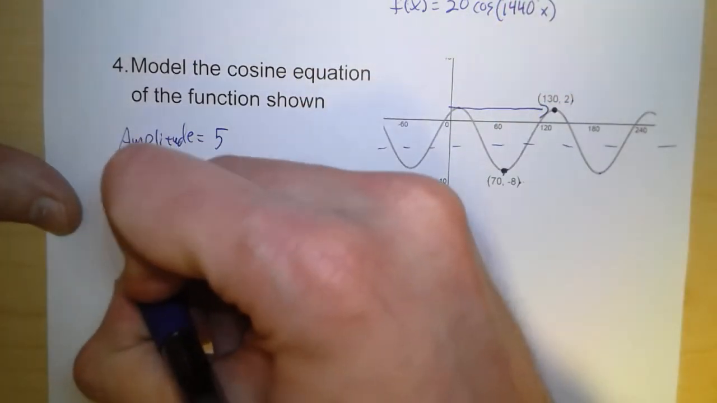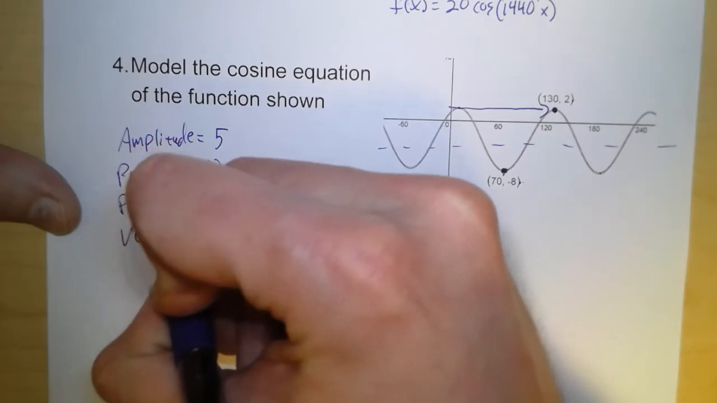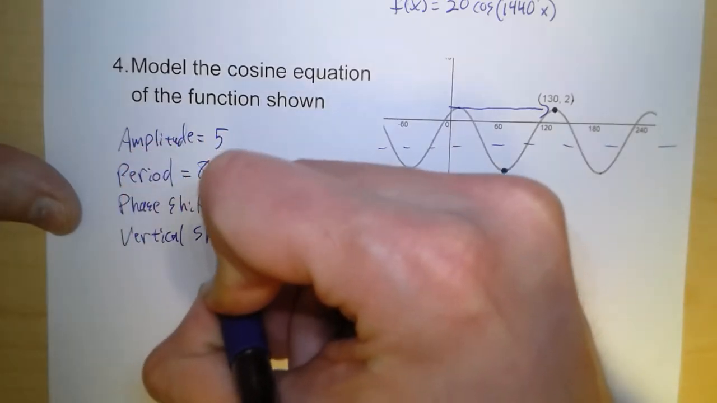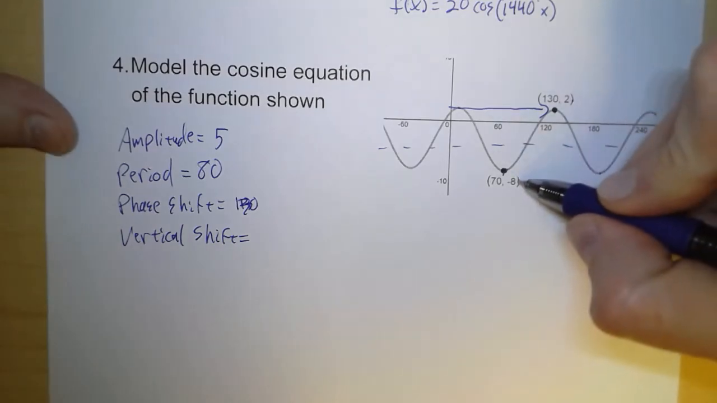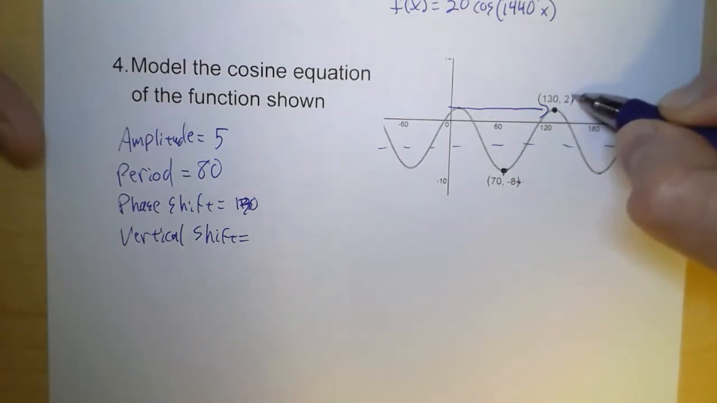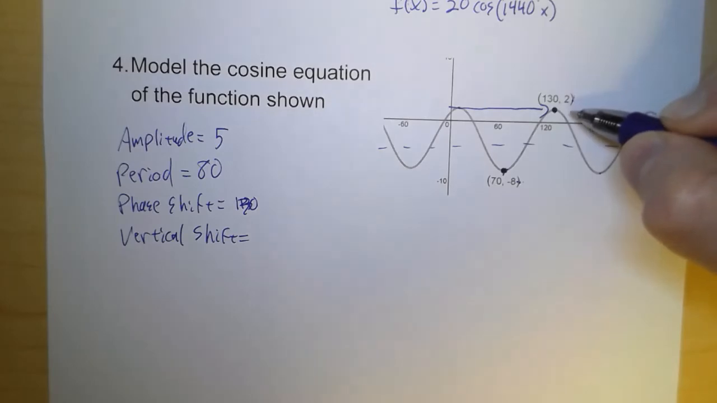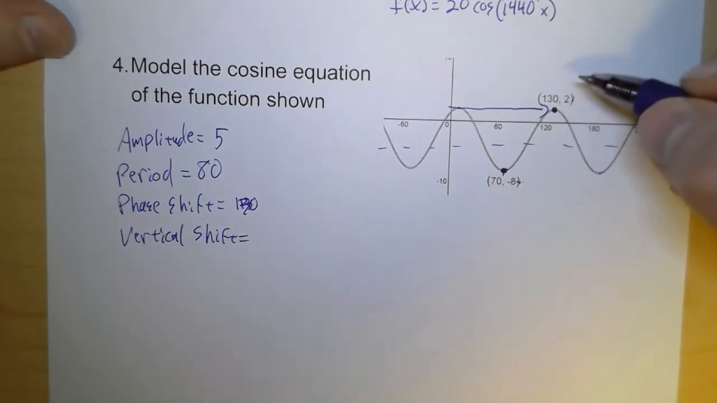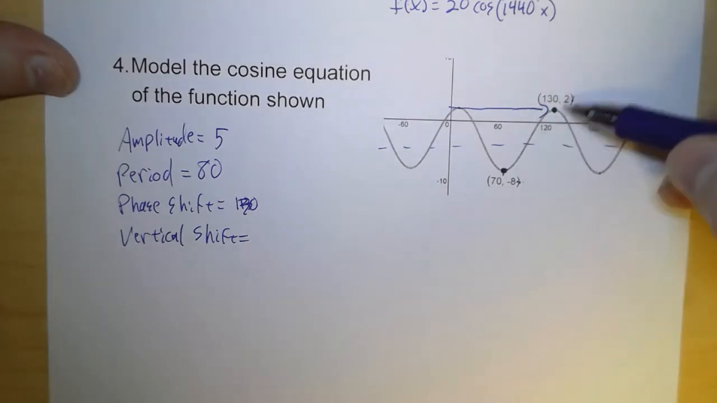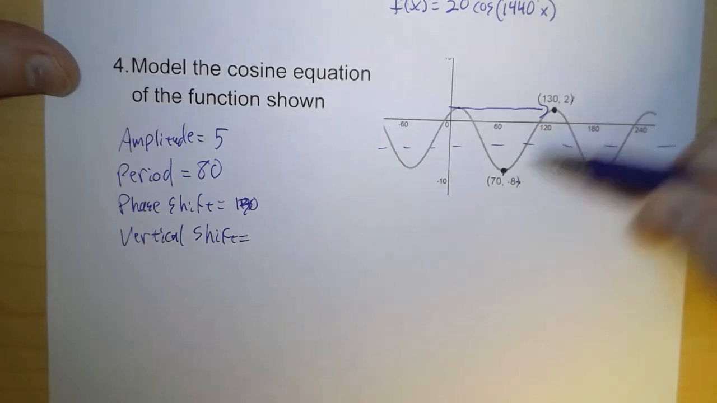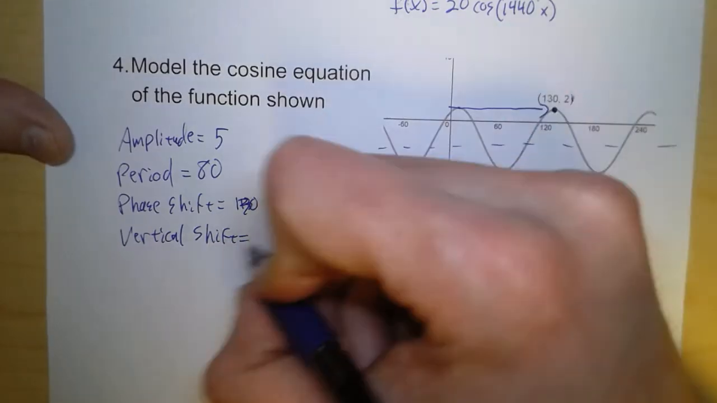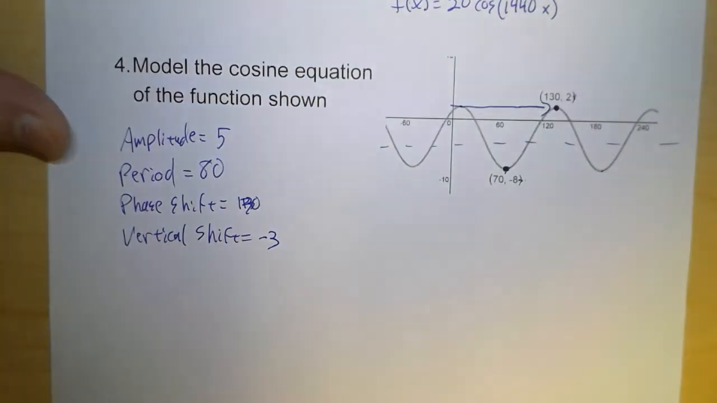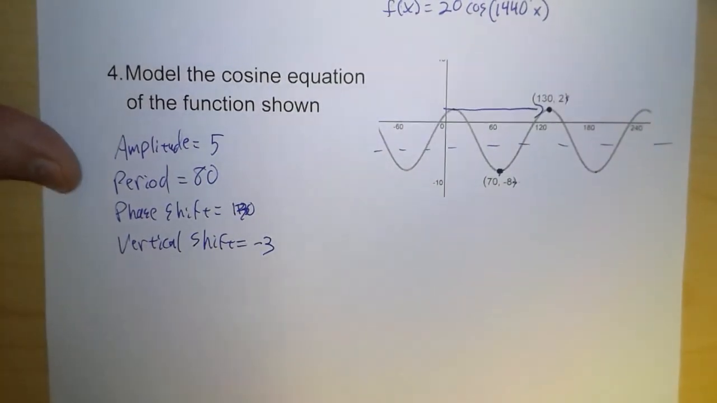And then finally the vertical shift. That's just the middle. And so we need to figure out, well, what's the number that's halfway between -8 and 2? And the easy way to do that is just to find the average. That's what the average is, the midpoint between two numbers. So if you add -8 and 2, you get -6. You divide by 2 and you get -3. And so that is our vertical shift.